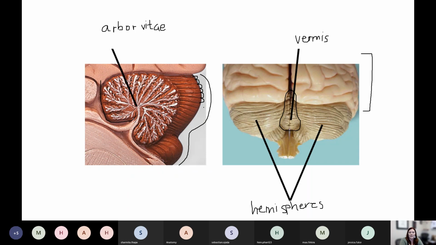That allows there to be more neurons. The more folded we are, the more neurons we can have. So when we look at the cerebellum, it actually has just as many neurons in it as the cerebrum does. It's just way smaller because we fold it up really, really tight.